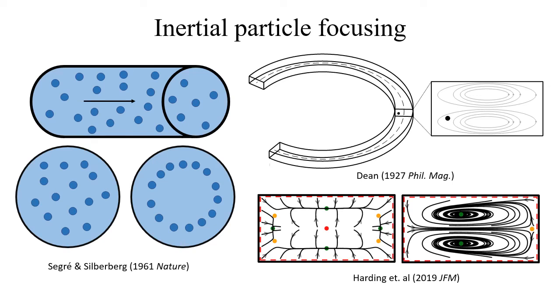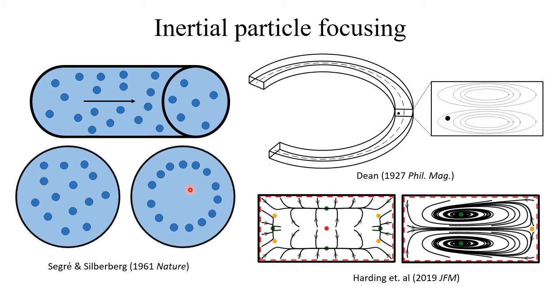Let me start by introducing the phenomenon of inertial particle focusing. Back in 1961, Segre and Silverberg observed in experiments that when particles are suspended in a fluid flow in a straight pipe with a circular cross-section, the particles, which are initially randomly distributed in the cross-section, focus to an annular region approximately 60% of the radius from the center of the circular cross-section.